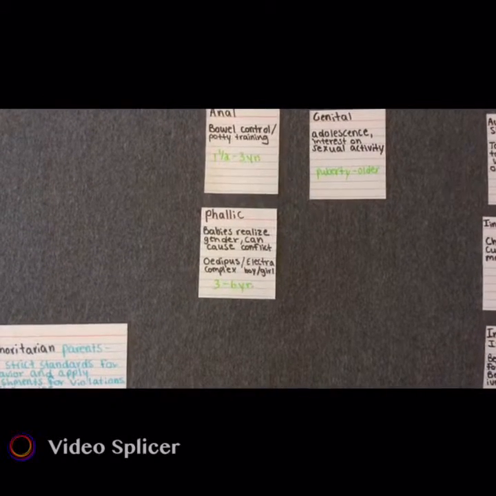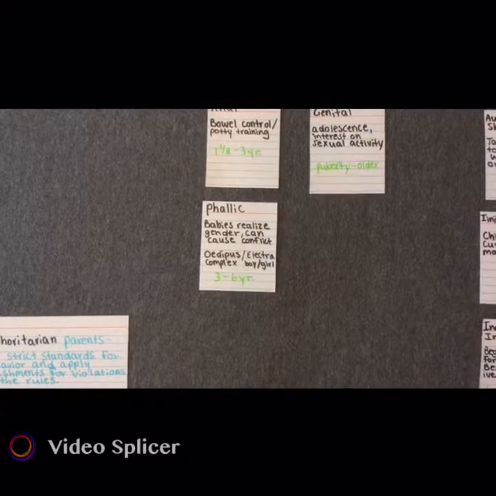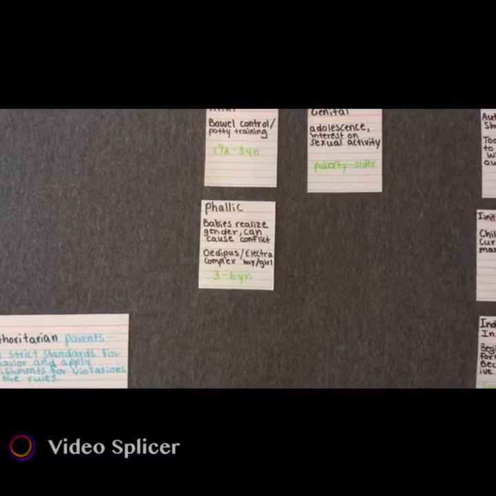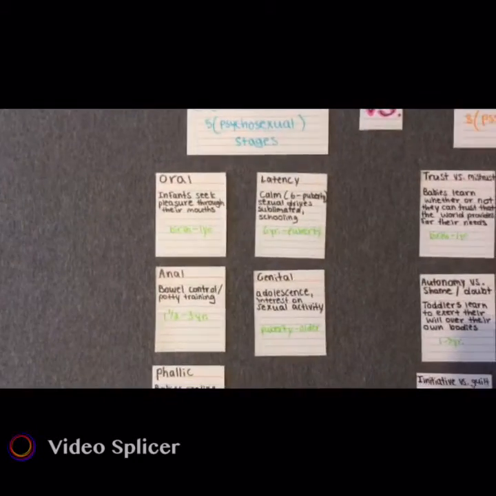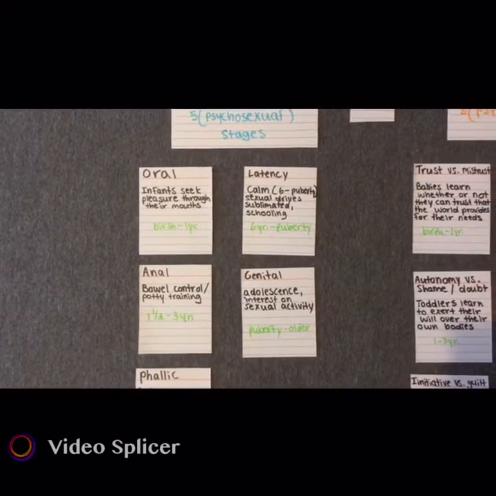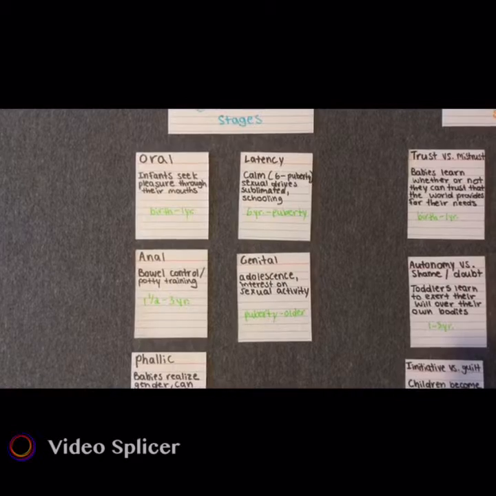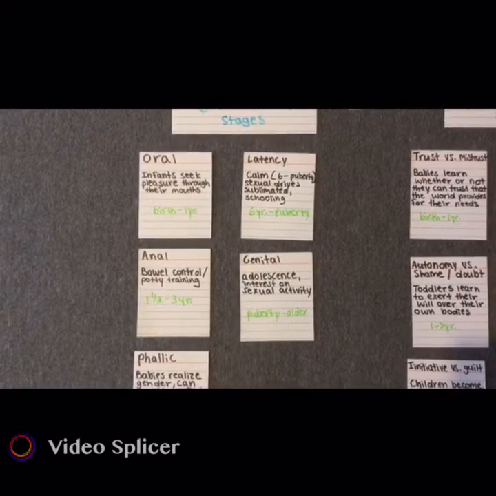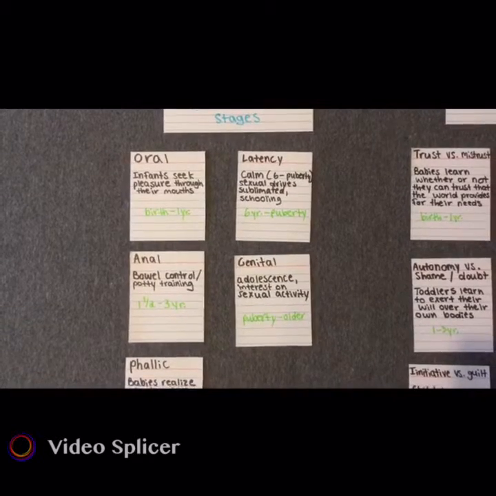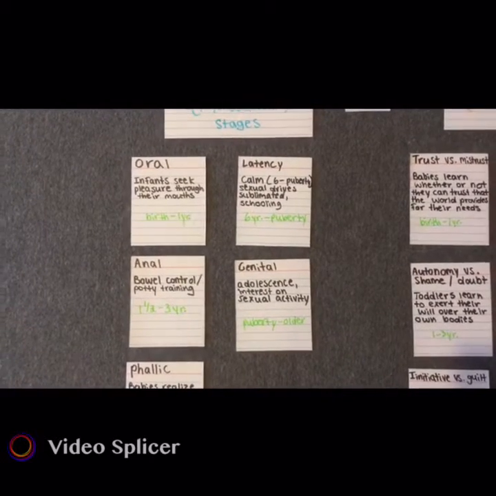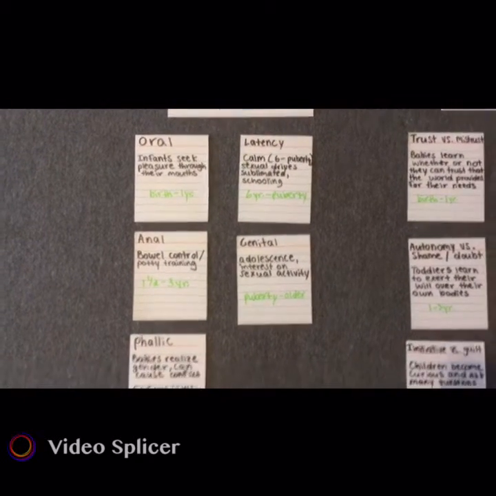There's the Oedipus and Electra complex, which is, the Oedipus is for the boy and the Electra is for the girl. This is 3 to 6 years old. Then there's a latency stage, and this is a calm stage. It takes place from about 6 years old to puberty. The sexual drives are sublimated, and the main focus during this stage is school.